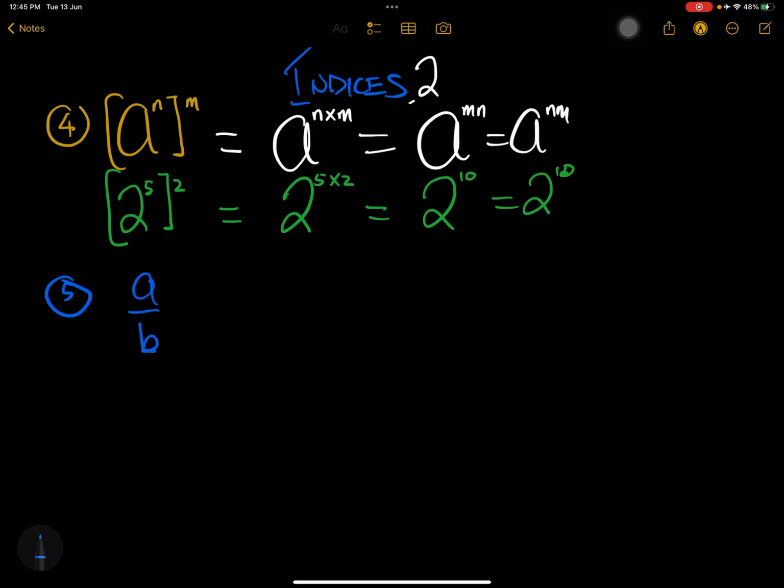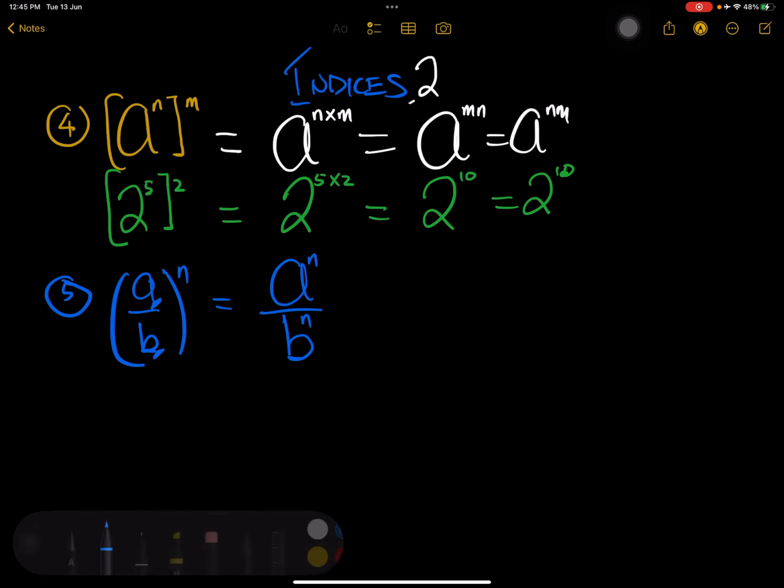Now, the next thing we're going to look at is if we have a divided by b, and then it's all to the exponent of n. Remember, the a here is different from the b. What we're going to do is that it's going to be a to the power of n divided by b to the power of n. So that's the rule. Now let's look at an example.